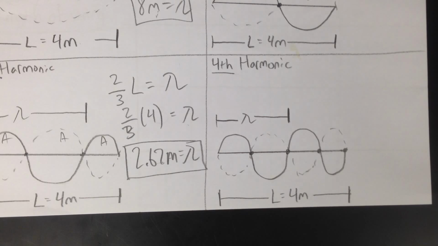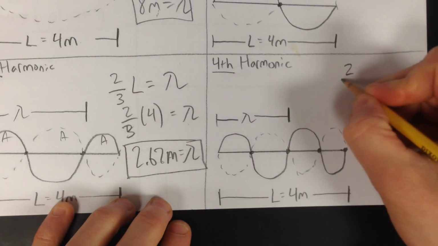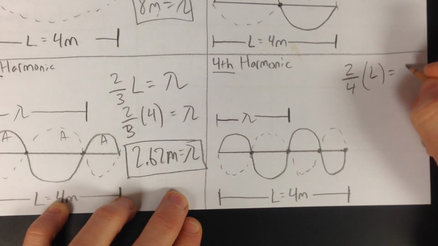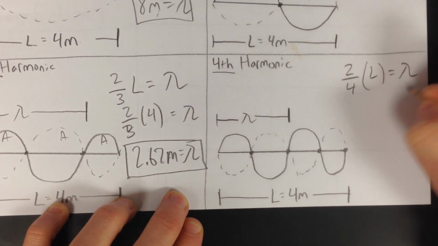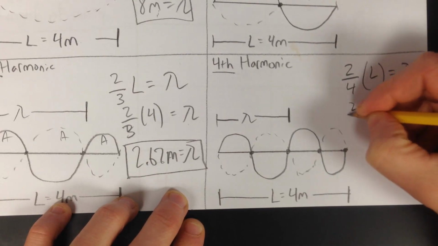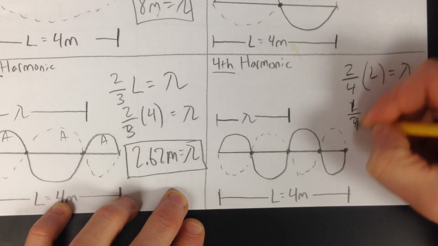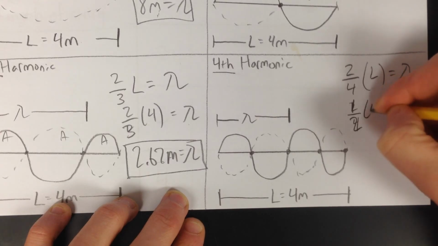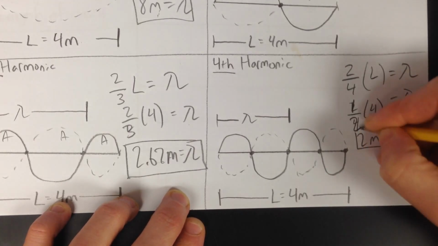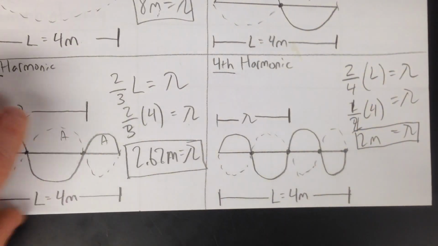Alright, so we're going to ask that. It's 2 out of the 4 antinodes this time. That gets you the wavelength. 2 out of 4 times the length of the string gets you the wavelength. 2 out of 4, what is that really? That's a half. Half of 4, again, is a shorter wavelength than the third harmonic, 2 meters for the wavelength.